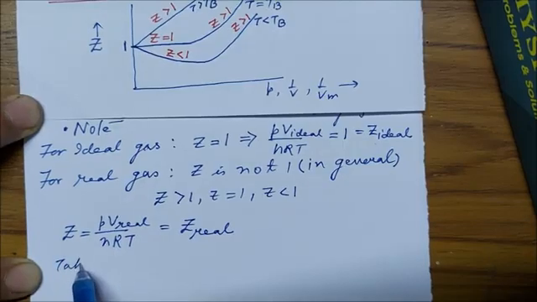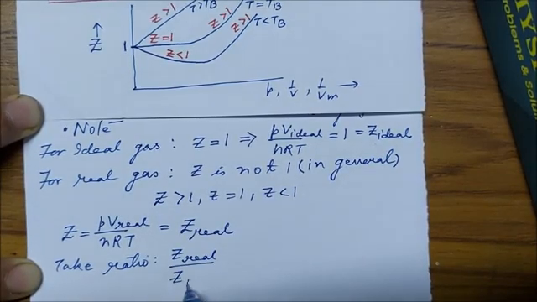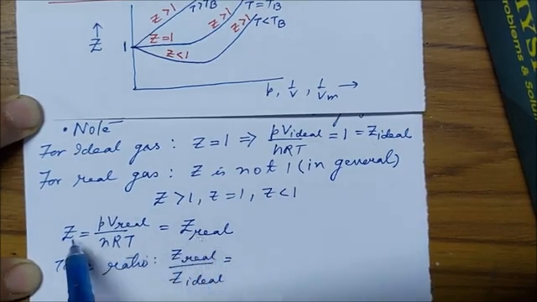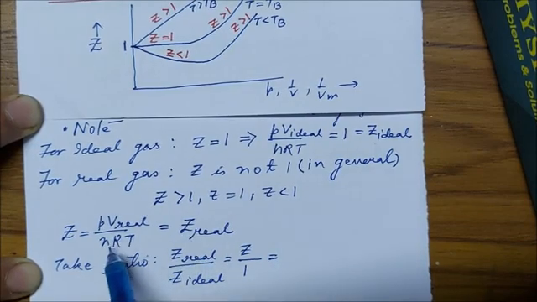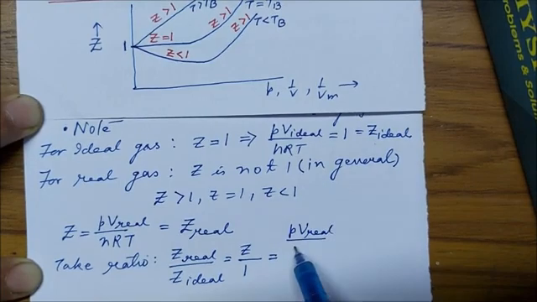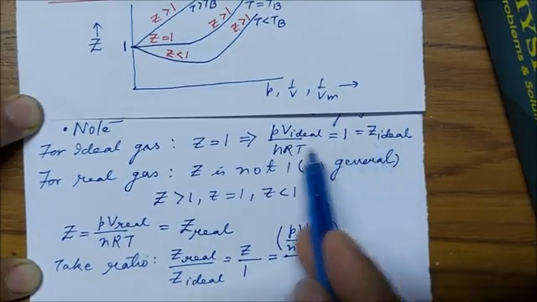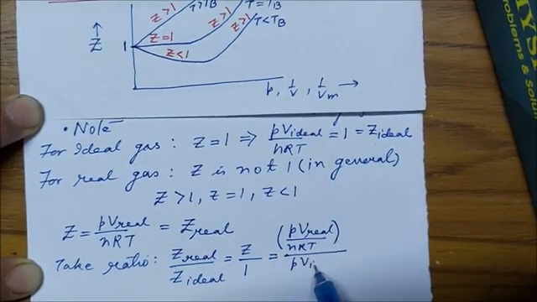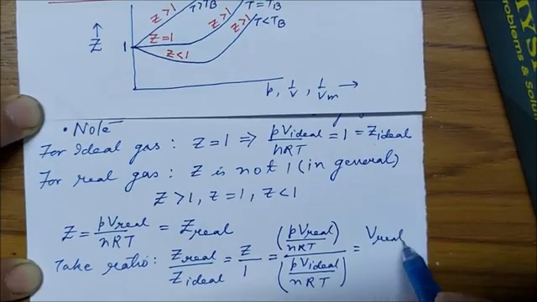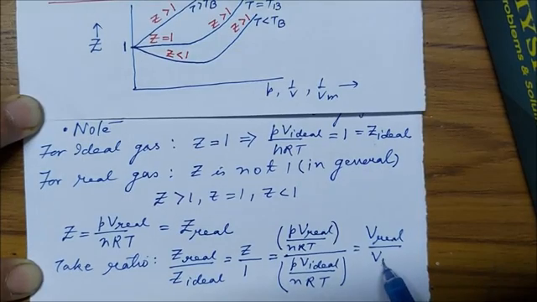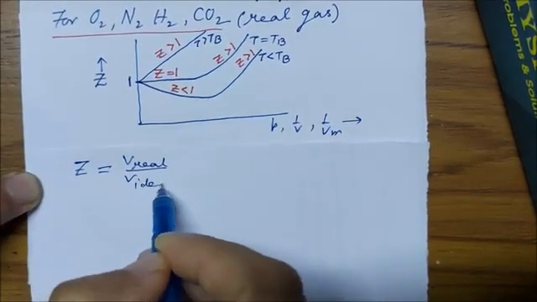Let us consider the ratio Z real to Z ideal. Now Z real is Z and Z ideal is 1. Again, Z real is this quantity, and instead of Z ideal we can write this quantity. So simplification gives us Z to be the ratio of V real to V ideal. So we have got this result, which we will be using over and over again.